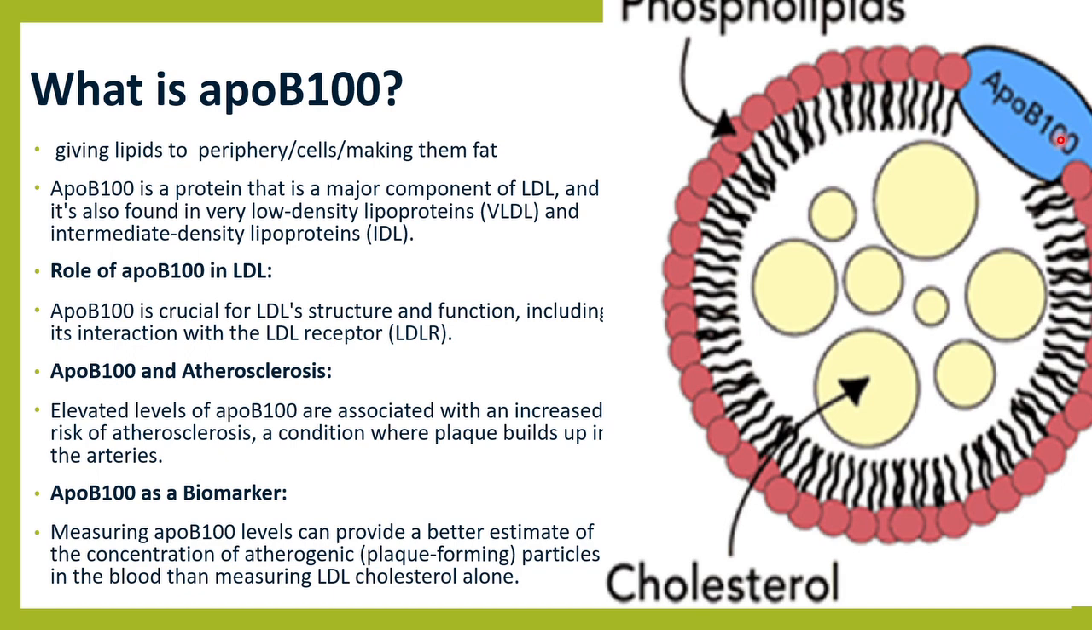This is a protein which is a major component of LDL, and it is seen in VLDL and IDL also, and it becomes important because it helps the LDL to give the cholesterol to the tissues. Elevated levels of this ApoB100 are associated with an increased risk. Whenever there is an increased ApoB100, it suggests that there could be more LDL and an increased risk of atherosclerosis. So it is sometimes used as a biomarker also.